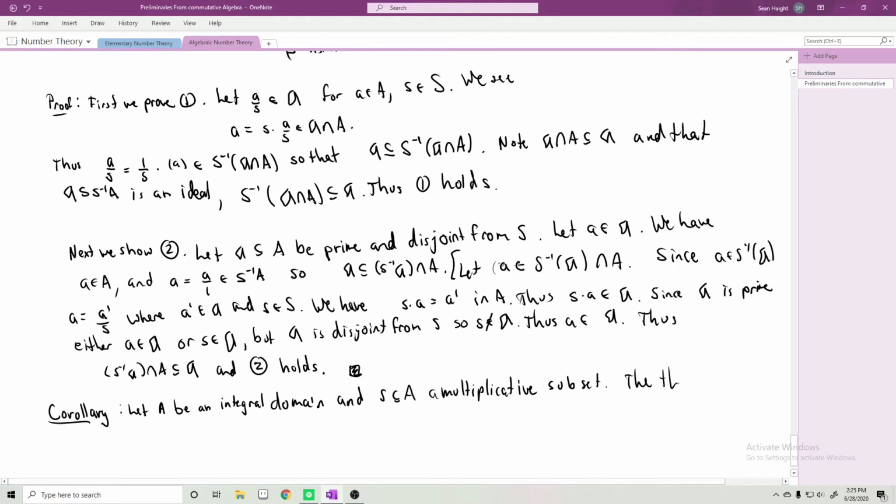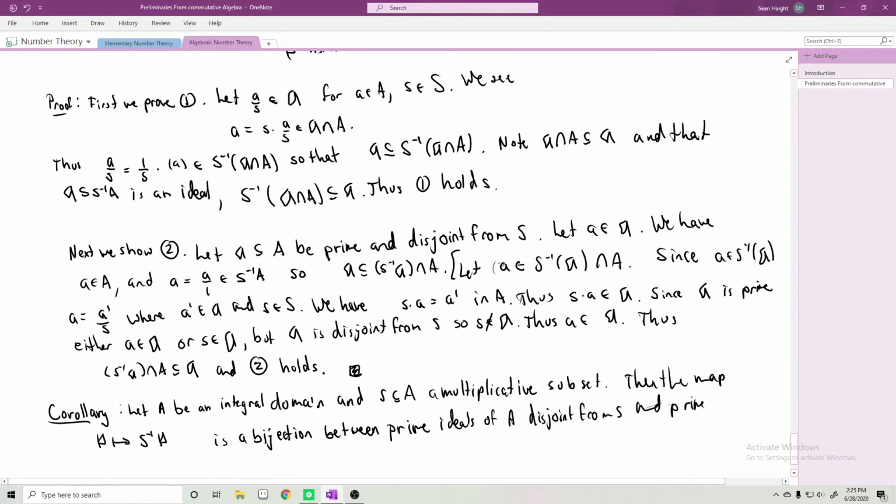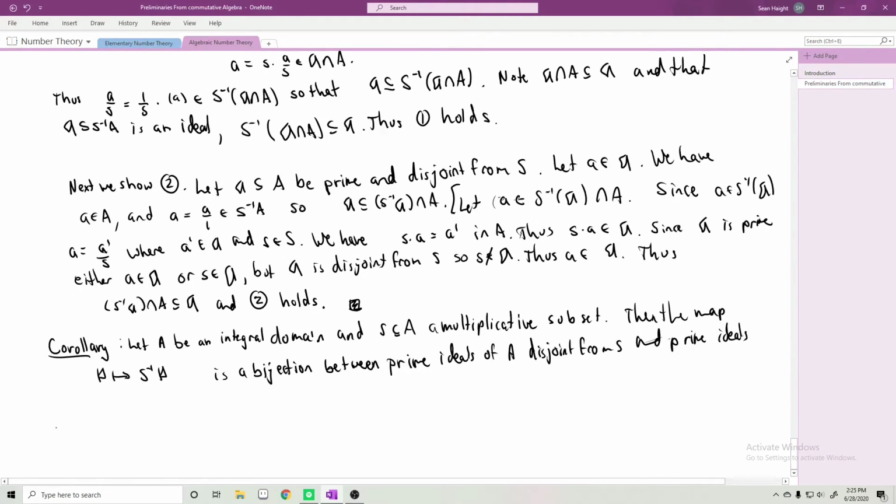Then the map P maps to S inverse P is a bijection between prime ideals of A disjoint from S and prime ideals of the localization S inverse A. And the inverse of this map is P maps to P intersect A.